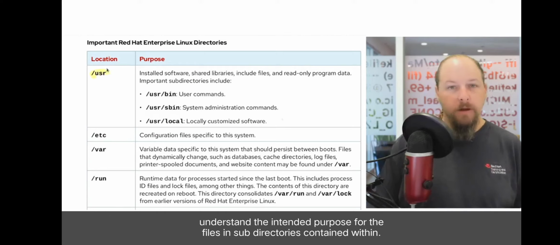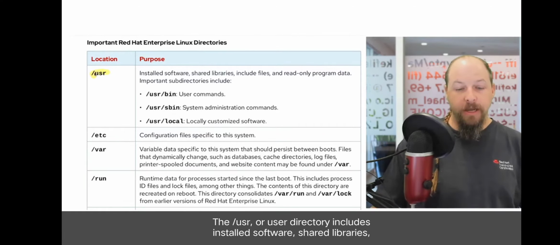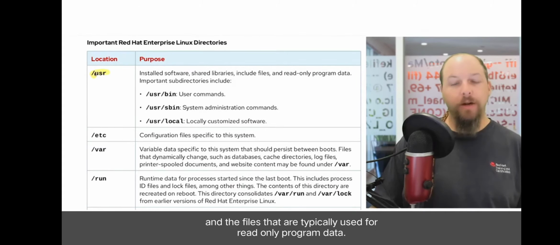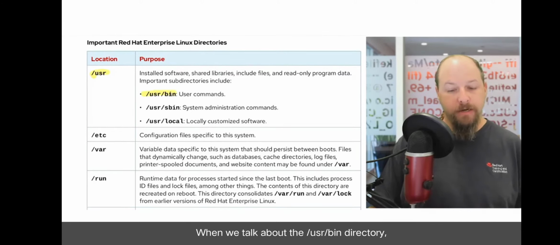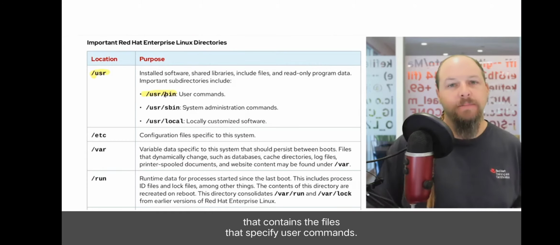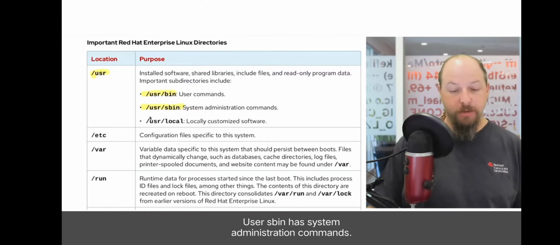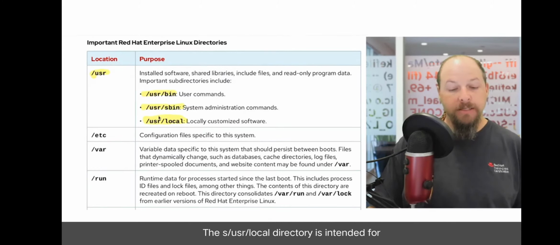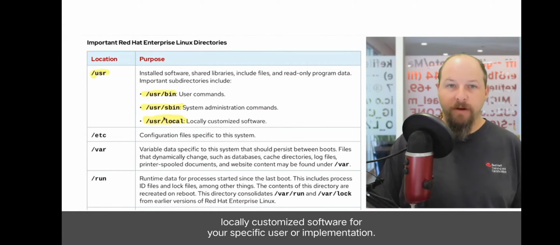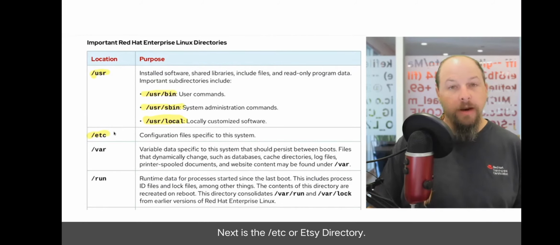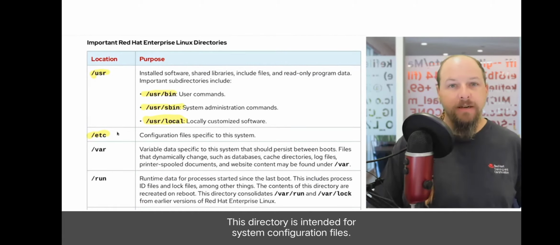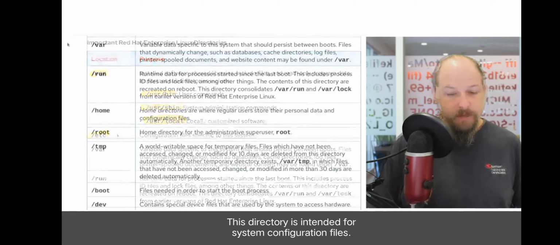The /usr, or user directory, includes installed software, shared libraries, and the files that are typically used for read-only program data. When we talk about the /usr/bin directory, that contains the files that specify user commands. /usr/sbin has system administration commands. The /usr/local directory is intended for locally customized software for your specific user or implementation. Next is the /etc or etc directory. This directory is intended for system configuration files.